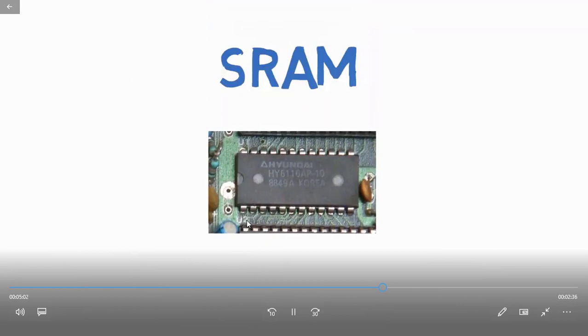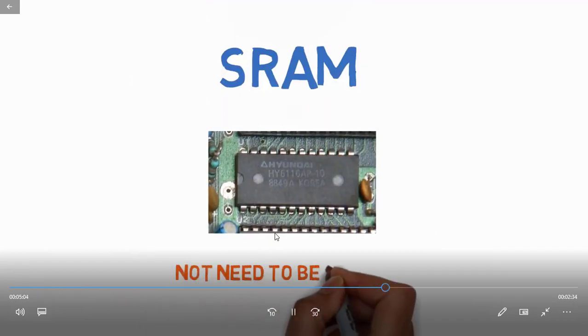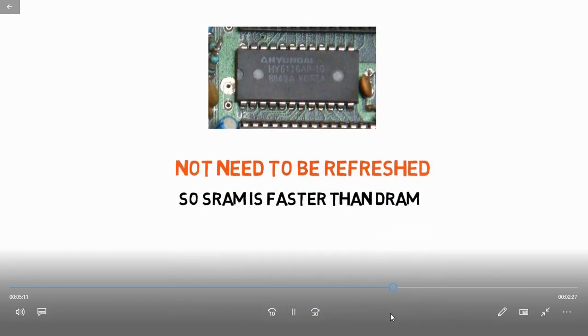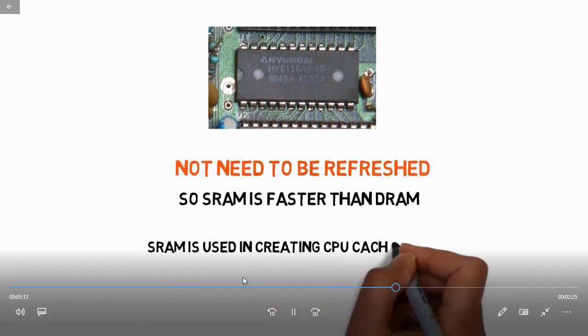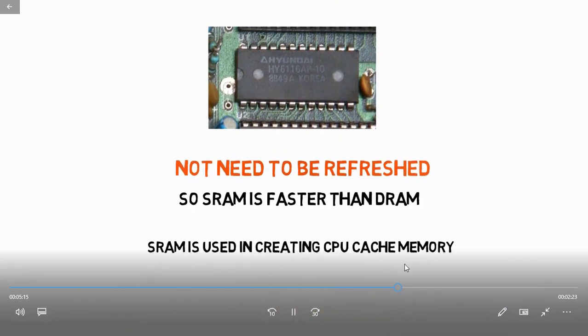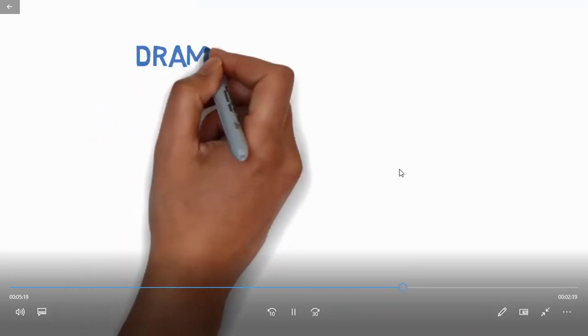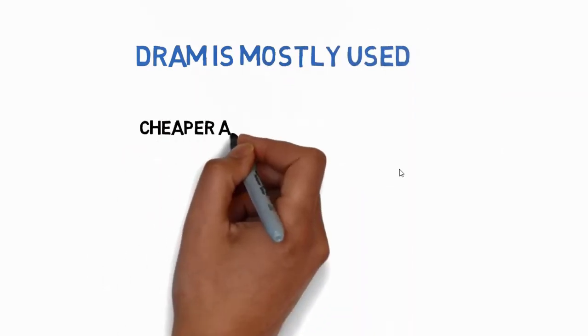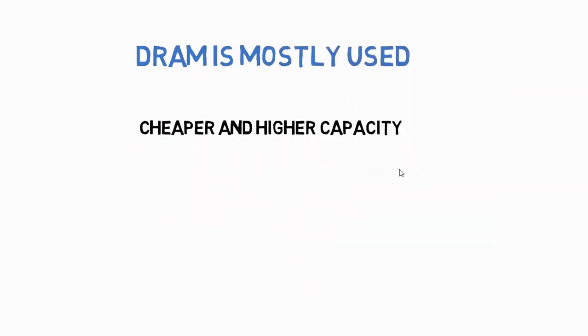Static RAM does not need to be refreshed. So SRAM is faster than DRAM. SRAM is used in creating CPU cache memory. DRAM is mostly used as main memory, being cheaper and of higher capacity.